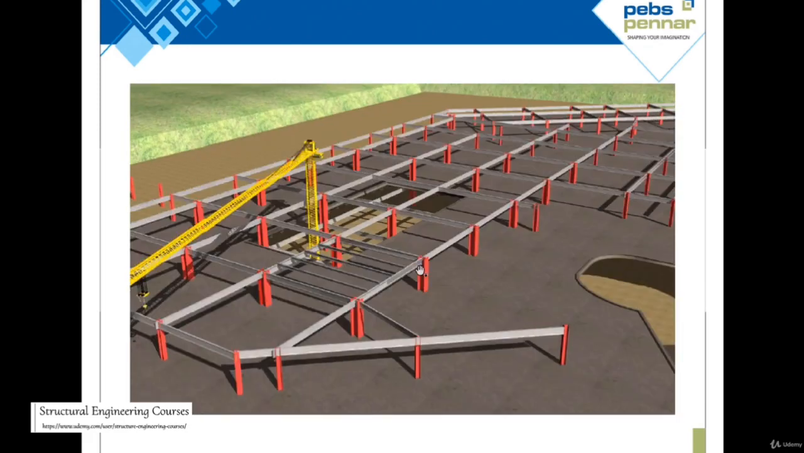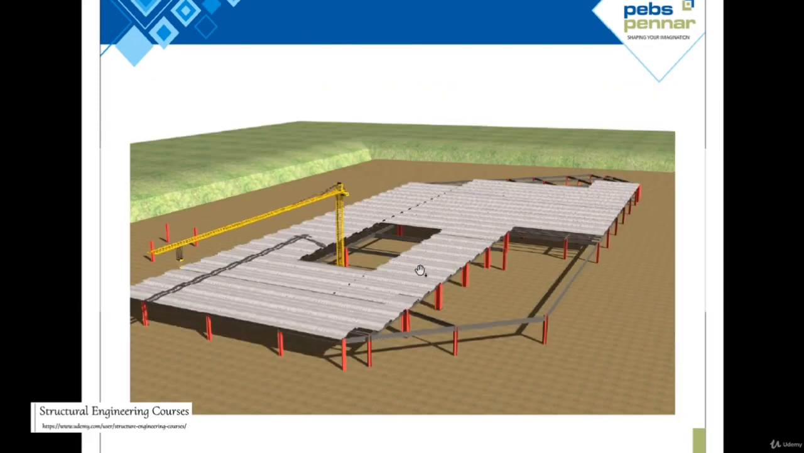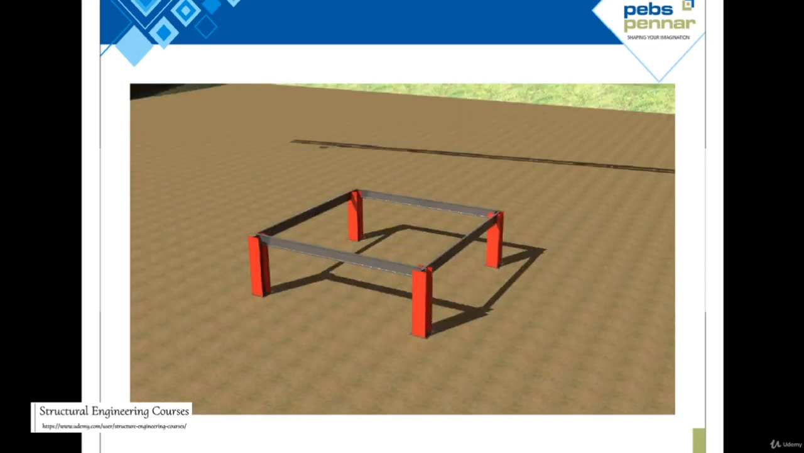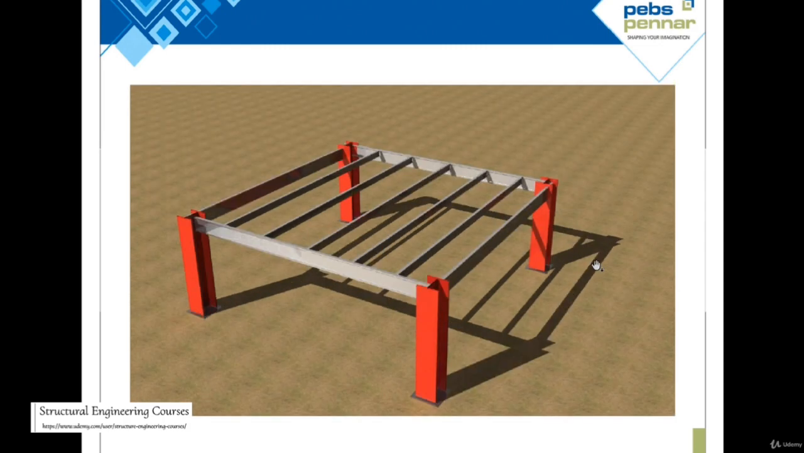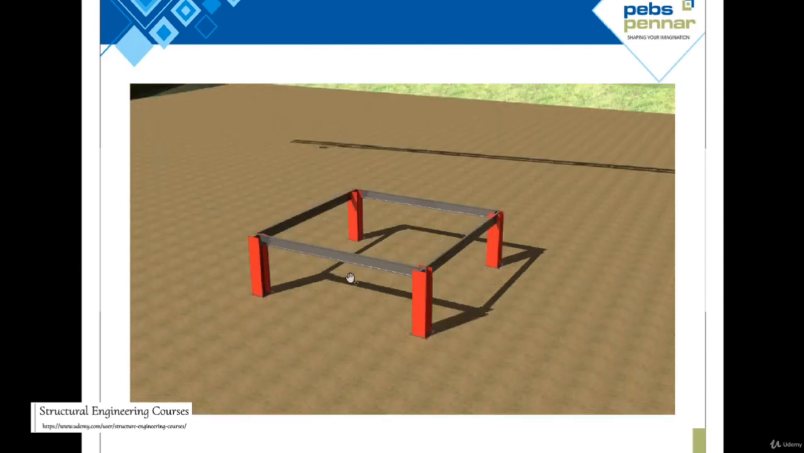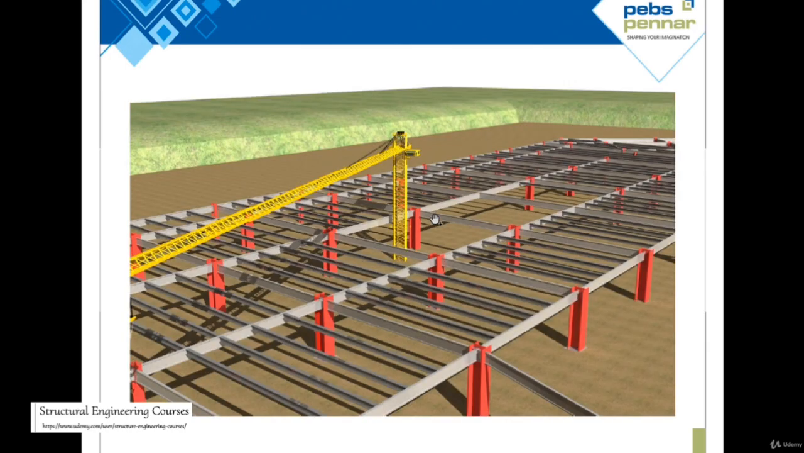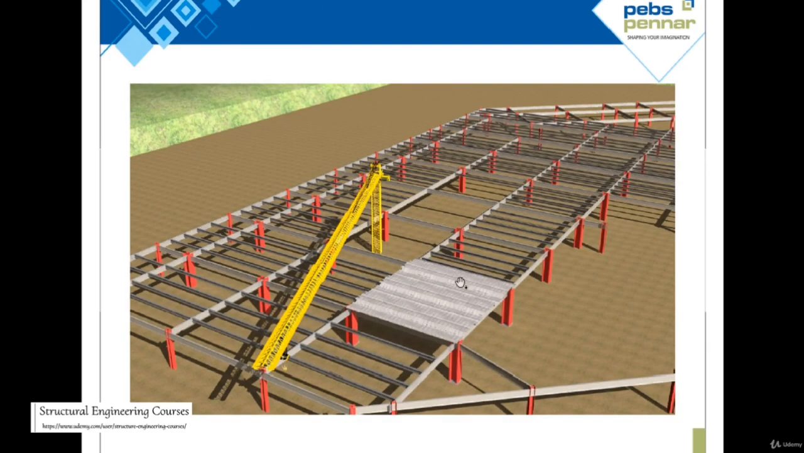So basically I want to repeat this whole arrangement again. First of all, we erect all the columns in our steel structure. Then we erect the main beams. Then we erect the secondary beams. Then we install the deck sheet arrangement here.